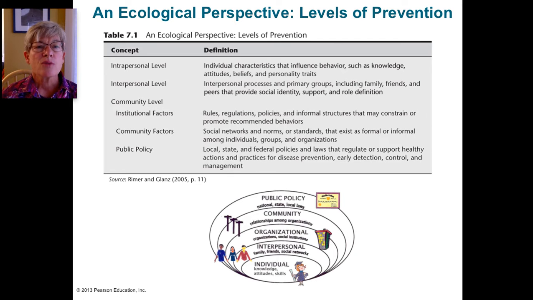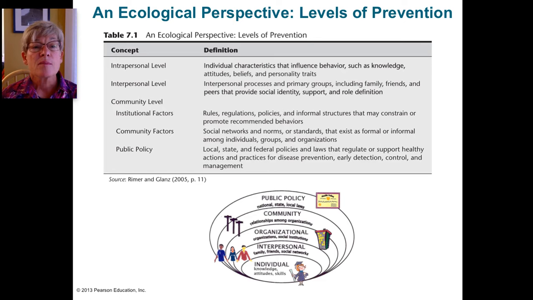So looking at the intrapersonal level, or in some situations it's called the individual level, this is where we look at individual characteristics that influence behavior, such as knowledge, attitudes, beliefs, and personality traits. The interpersonal level then begins to form the shell or the next level that surrounds the individual. So interpersonal processes include groups that are influential, family members, friends, social networks, and it helps people to provide their social identity and support, but it also has a pretty strong influence on their behaviors.